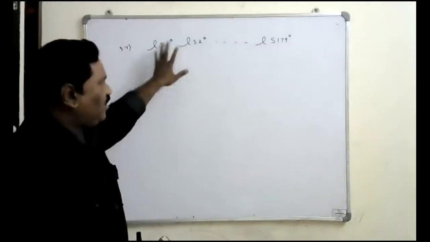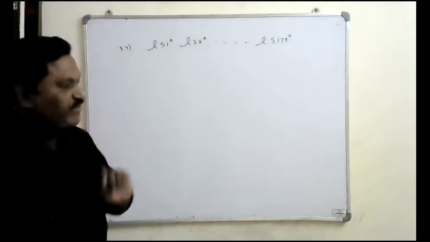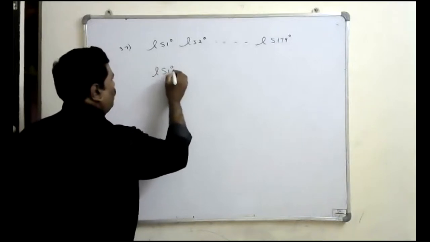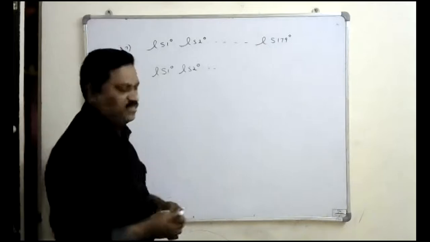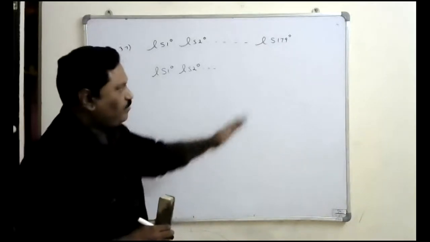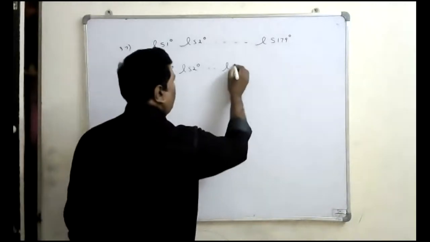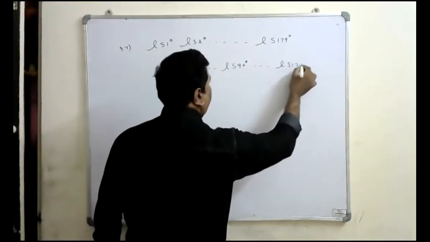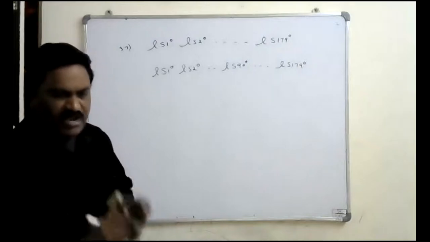Log sine 1 degree, log sine 2 degree, log sine 3 degree and so on up to the log sine 179 degree. So that means the sine 1 degree, I don't know the value of this. Log sine 2 degree also, I don't know the value of this. Like that, if he goes on writing this, these terms are there up to the 179. Means in between somewhere else, we also will have the term sine 90 degree.